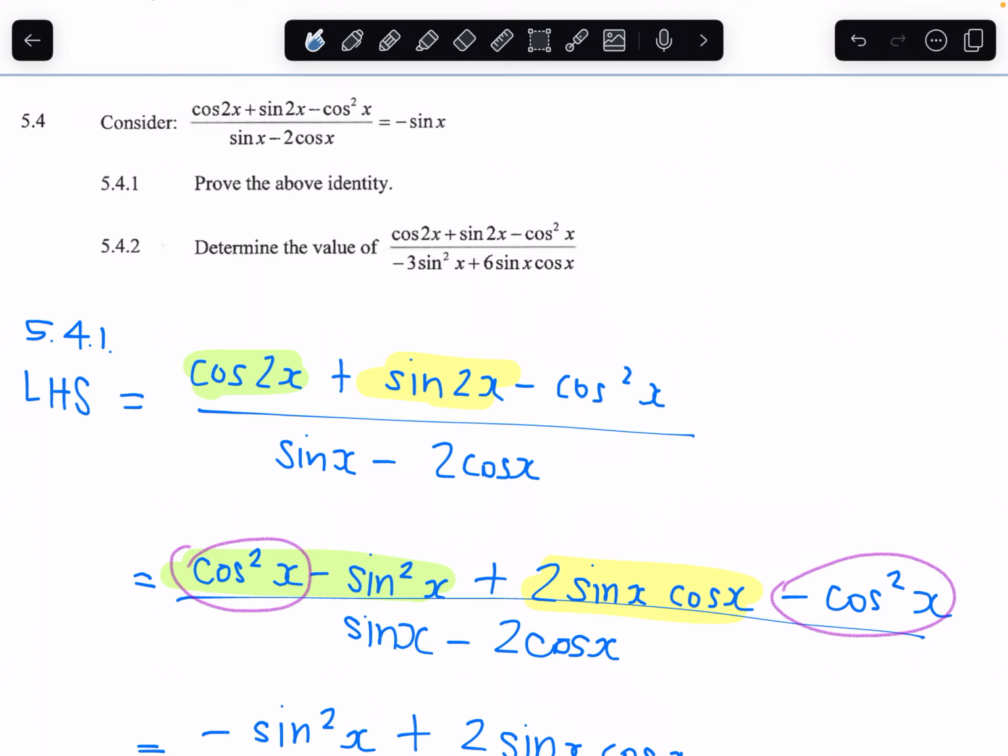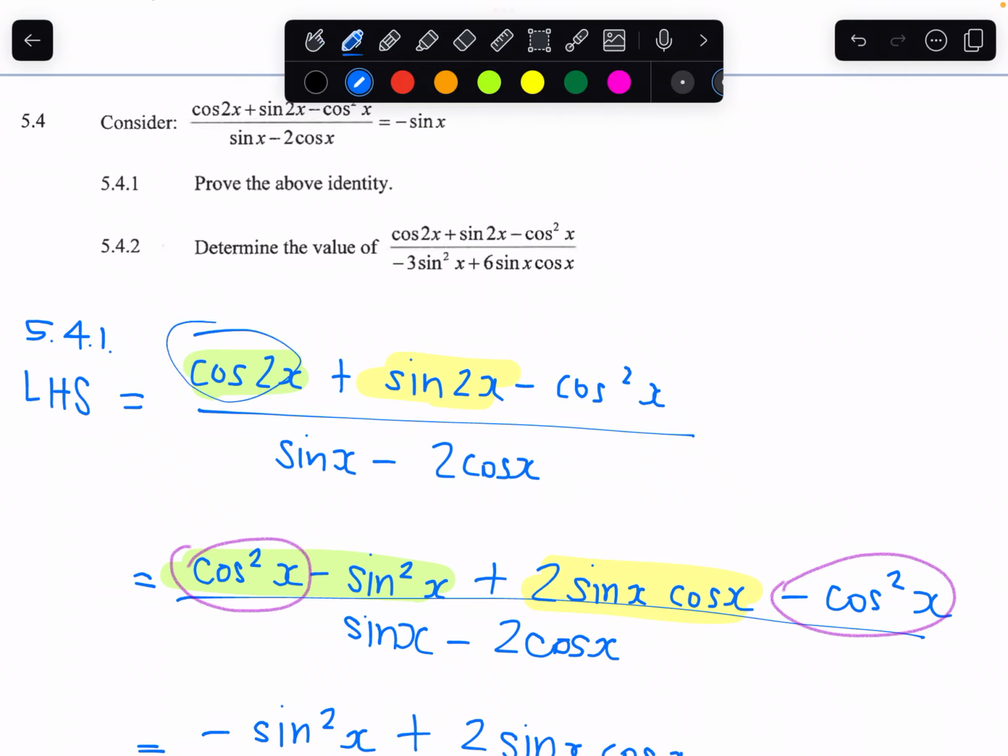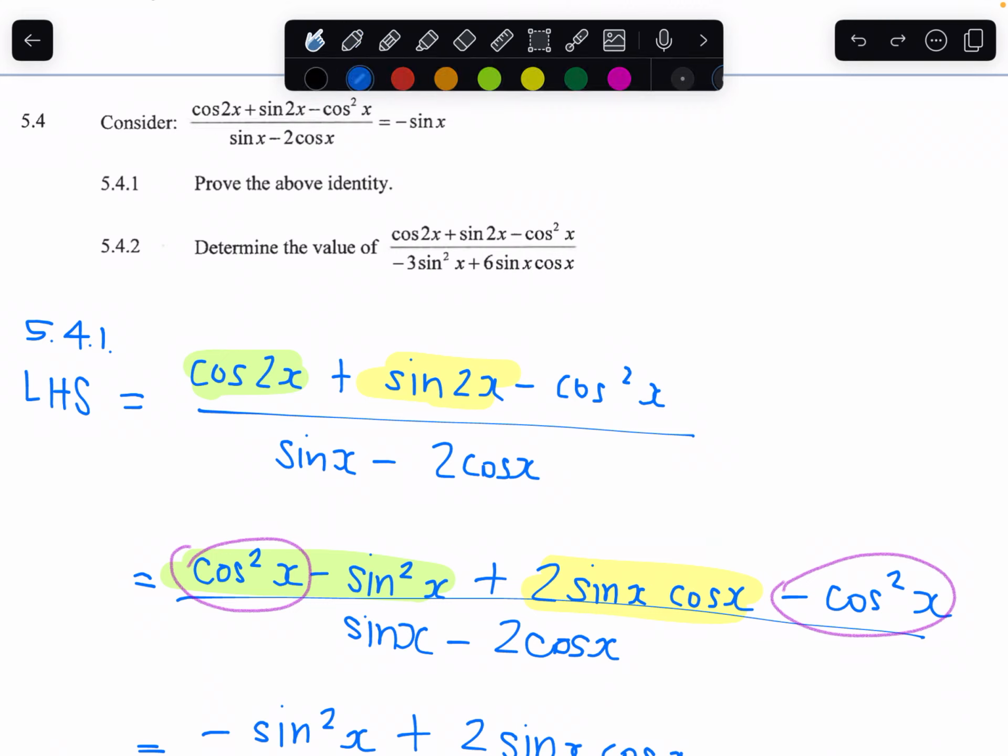So good on us. If you had decided to use the 2 cos² x minus 1 to replace this guy, that would have been interesting, because then you would still have had a cos² x left. But I am content. If you want to experiment with other ways of doing it, knock yourself out. Really go for it. I thoroughly encourage those kinds of explorations.